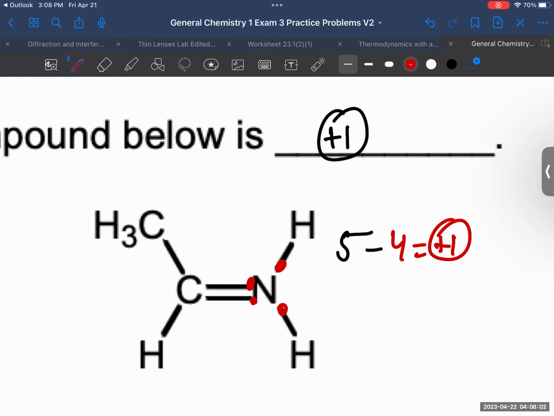How'd you get 4 and 3? I got 4 from the number of bonds right there, and I just have right here nitrogen likes 3, so I did 4 minus 3. It did work, but that was probably just luck.